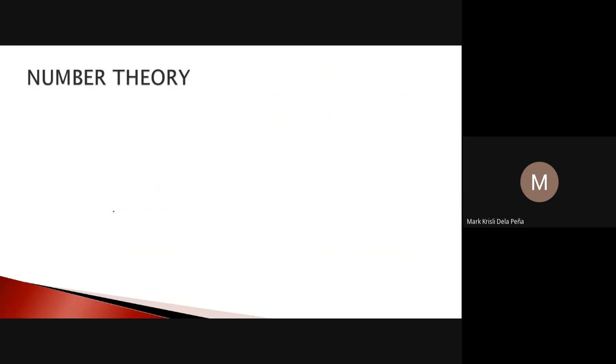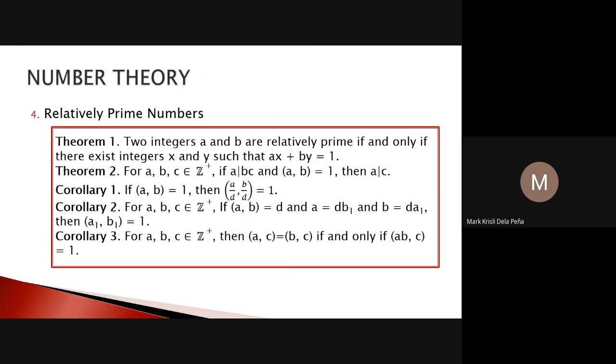And next, we have relatively prime numbers. Two integers, a and b, are relatively prime if and only if there exist integers x and y such that a times x plus b times y is equal to 1. For a, b, and c positive integers, if a divides b times c, and the greatest common divisor of a and b is 1, then a divides c.